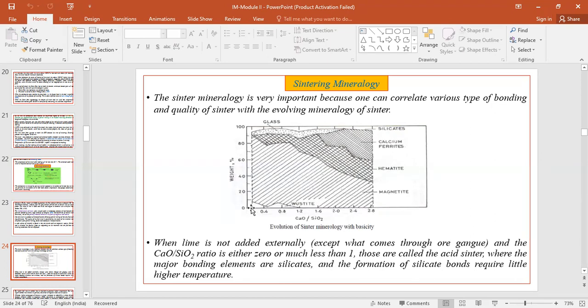And if you add a little amount of fluxes, suppose the basicity is around 0.5, then you may see a certain amount of glassy phase evolving.